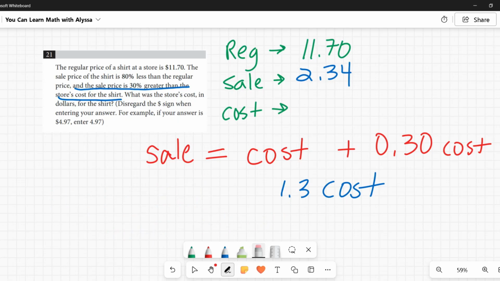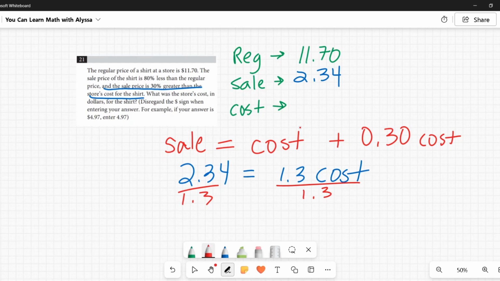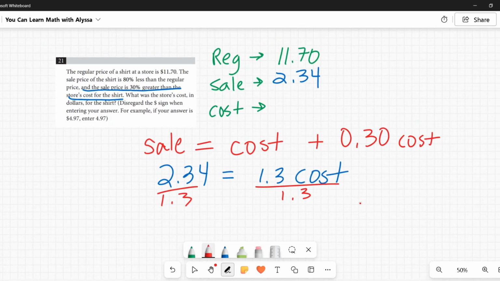Right, so we know that the sale price is 2.34. So 2.34 equals 1.3 times the cost. So I'm going to divide both sides by 1.3. And no, this isn't something that I would do on my own. I would use a calculator. When you've got decimals involved, that's going to be easier for me. I'm not as well versed in multiples of 13. So 2.34 divided by 1.3 is 1.8, or $1.80. And that is my cost.